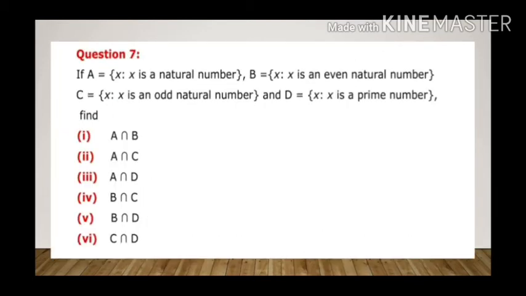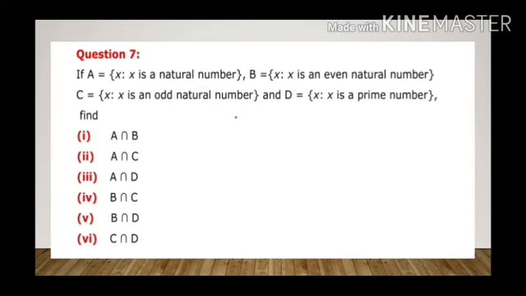So now we will discuss question number 7. If A is equal to {x : x is a natural number}, and B is equal to {x : x is an even number}, C is a collection of odd numbers and D is the collection of prime numbers, then what will be these sets?